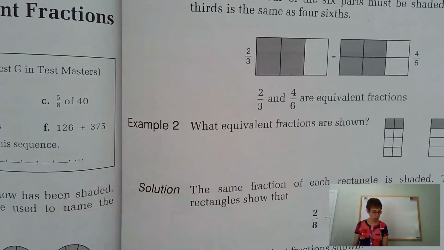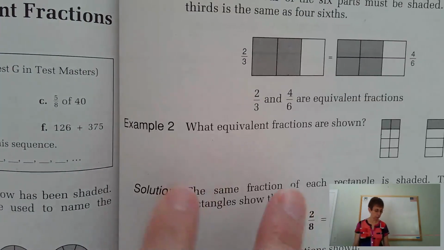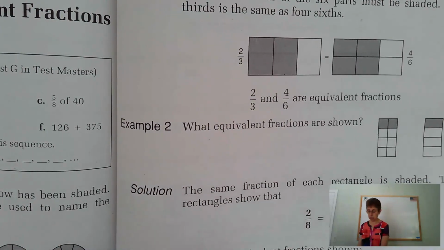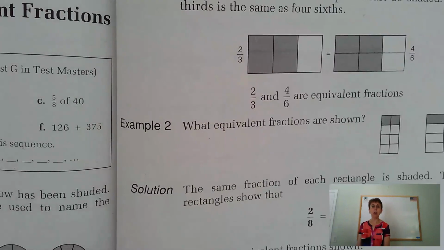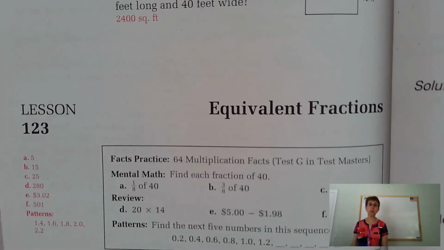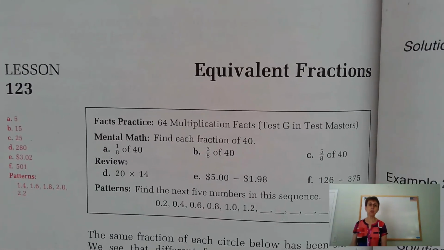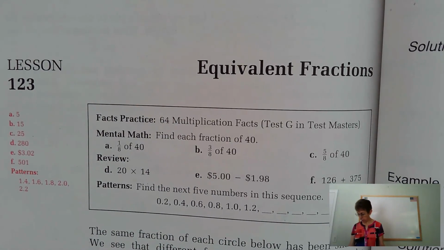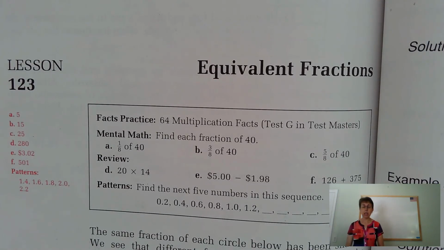Okay. All right, so today's lesson in Saxon is lesson 123, equivalent fractions. You need to complete all of the lesson, and there are 30 problems. There are 3 of the practice that you need to do on your own, C, D, and E, where you need to draw those figures and shade them in appropriately.